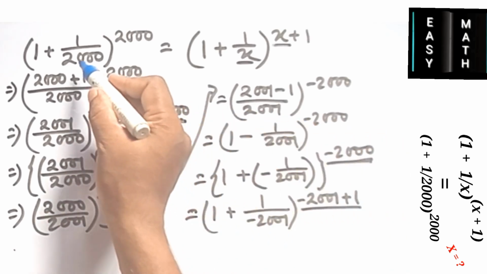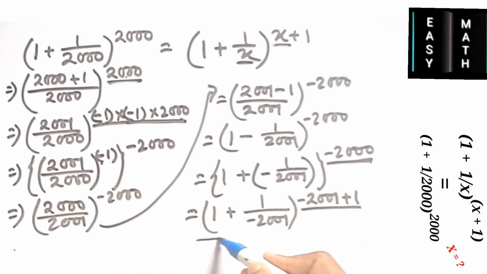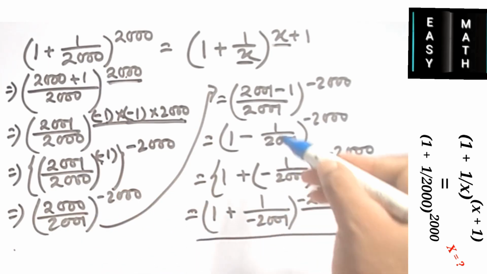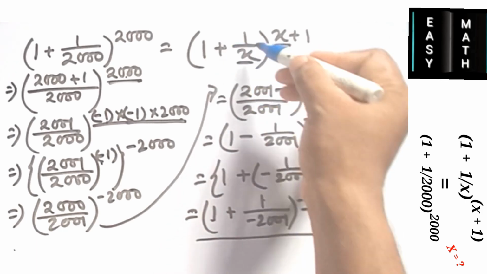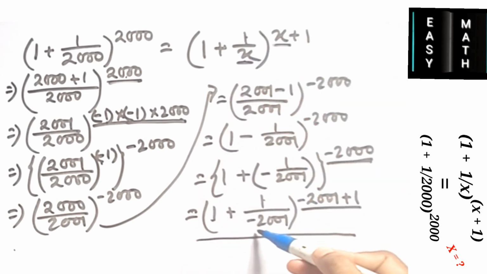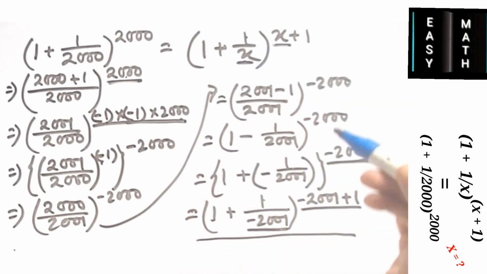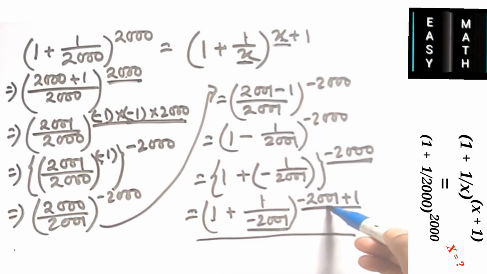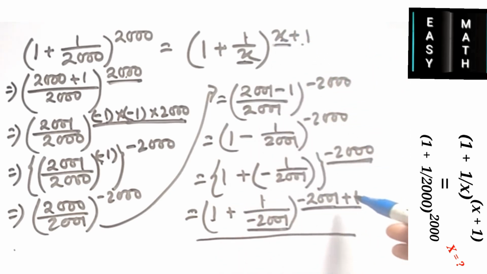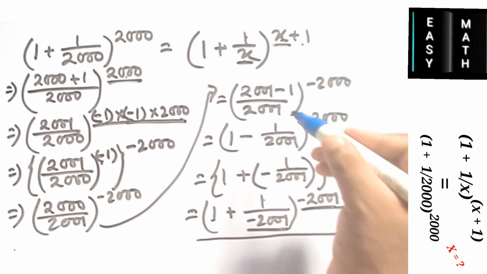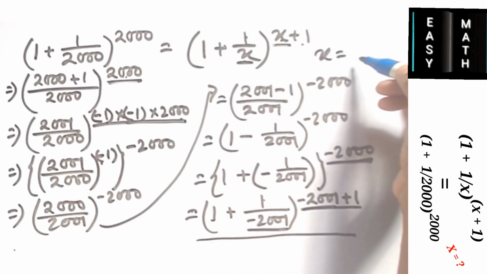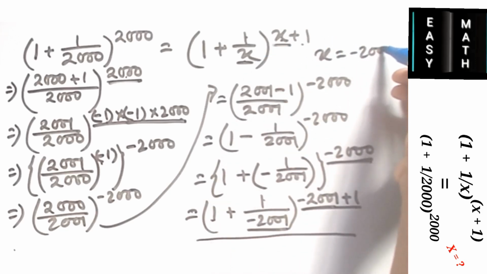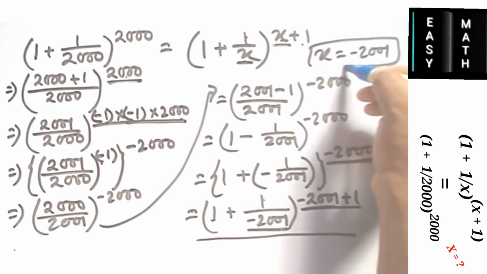So from here we can write this, and this is similar, there is the 1 and there is the plus, there is the 1 and this is the x is this and there is the plus 1. So this is the similar. So we can write the x value. So we can write the x value, this x value is minus 2001. This is the x value.